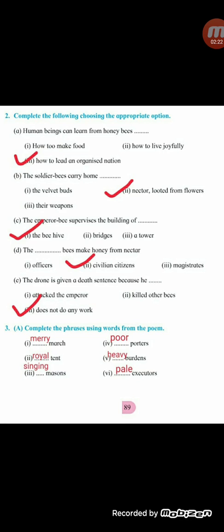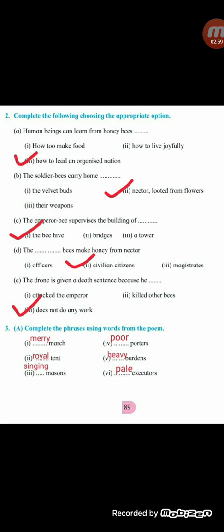Human beings can learn from honeybees how to lead an organized nation. The soldier bees carry home nectar looted from the flowers. Third, the emperor bee supervises the building of the beehive. Fourth, that is D, the civilian citizens or bees make honey from nectar. E, the drone is given a death sentence because he does not do any work.